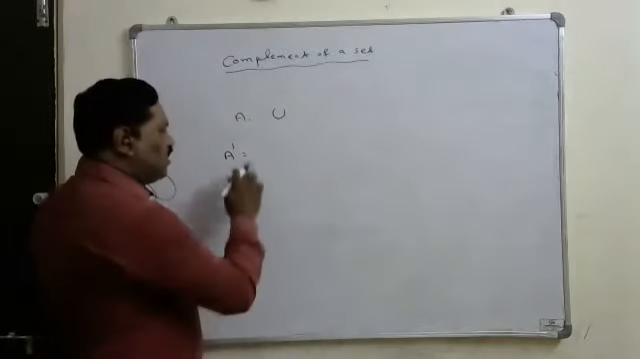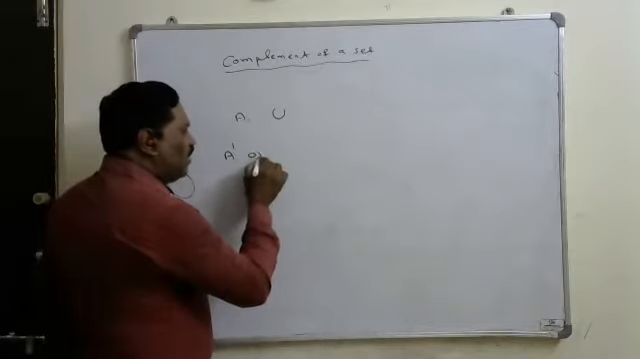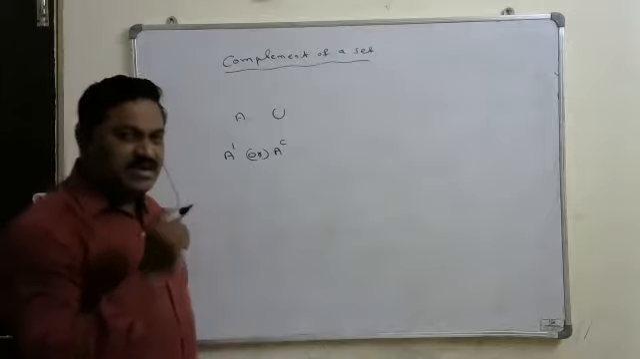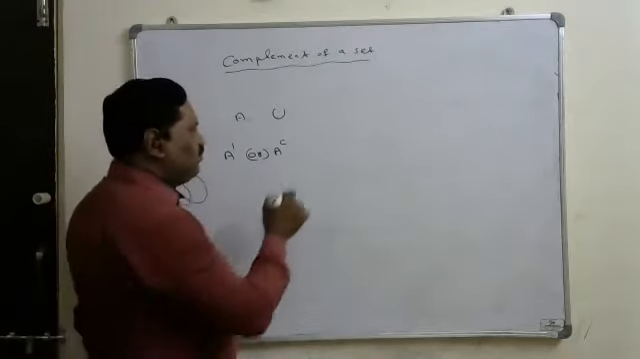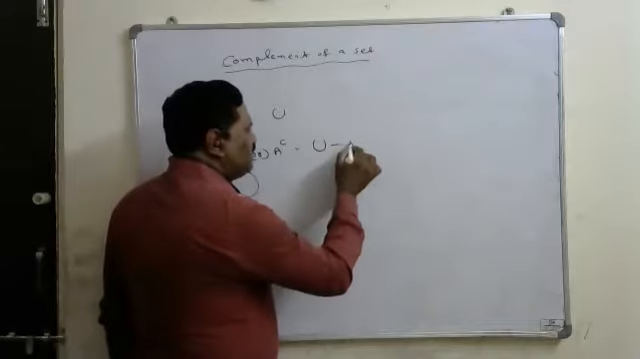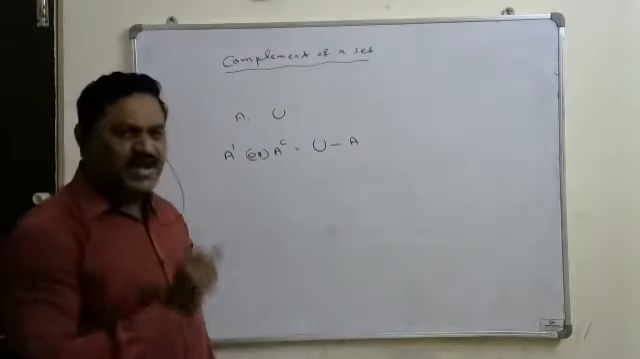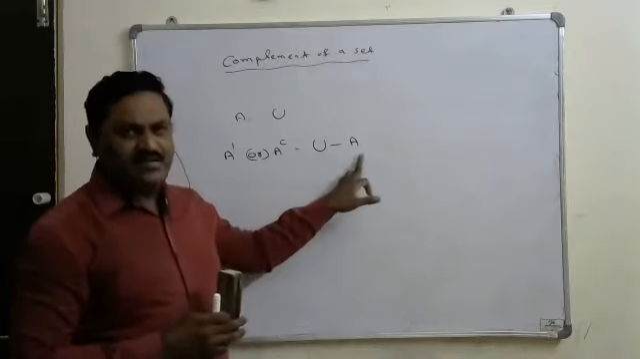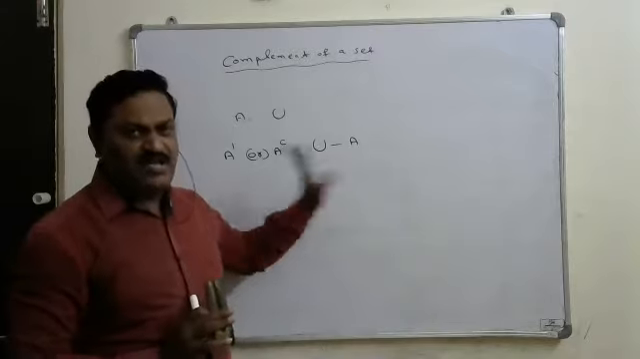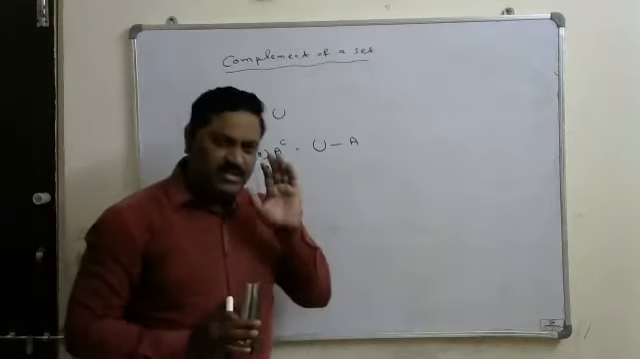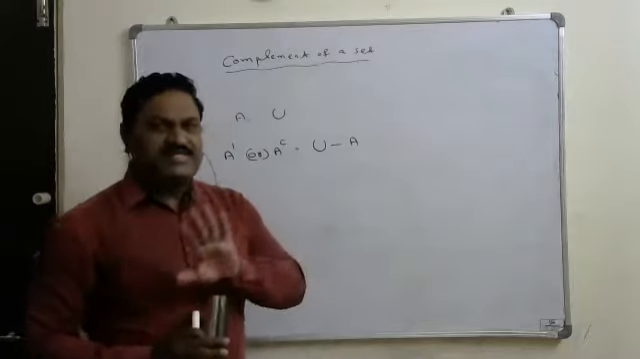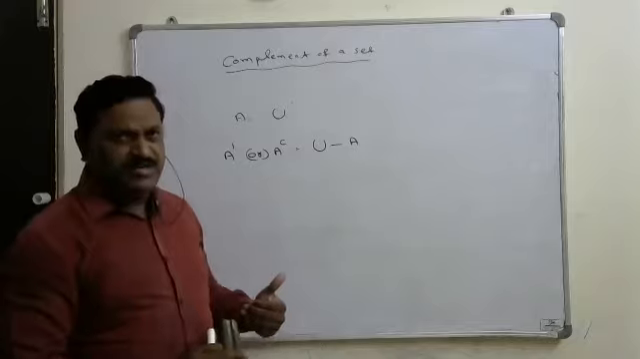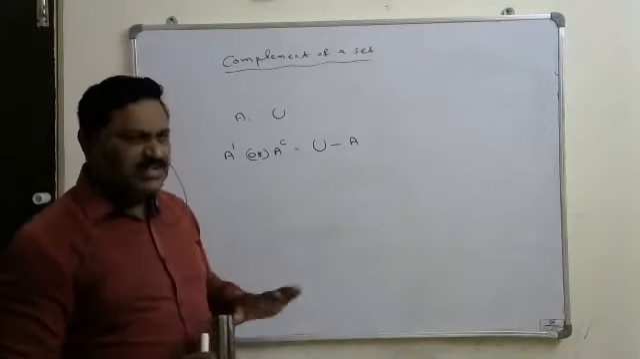We can represent it either by A dash or A power C. A power C means the A complement. That is nothing but U minus A. U minus A means those elements available in U but not in A. Those elements should be available in the universal set only but not in the set A. Such elements we call the complement of A. Understand? So these are the different types of sets that we have.